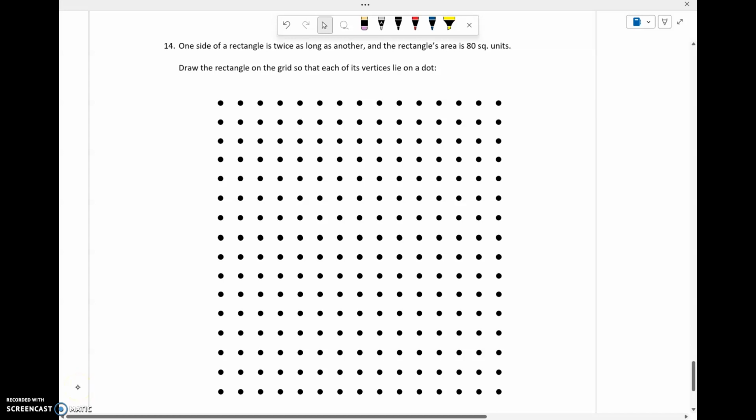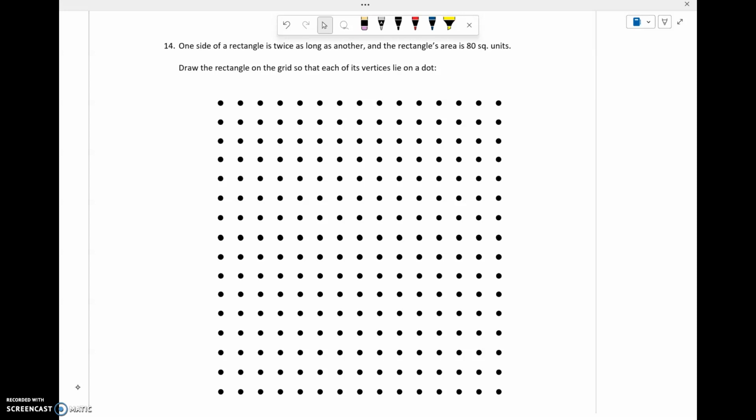Alright, so this is a really good problem. It kind of brings everything that we've done in this worksheet together. It says one side of a rectangle is twice as long as the other, and the rectangle's area is 80 square units. Draw the rectangle on the grid so that each of its vertices lies on a dot. Those are the lattice points, right? We call that. So let's take a look.